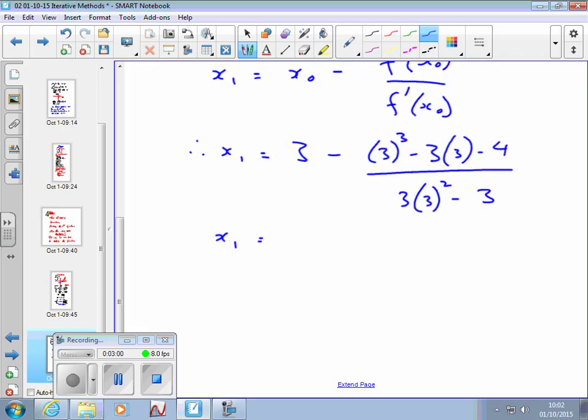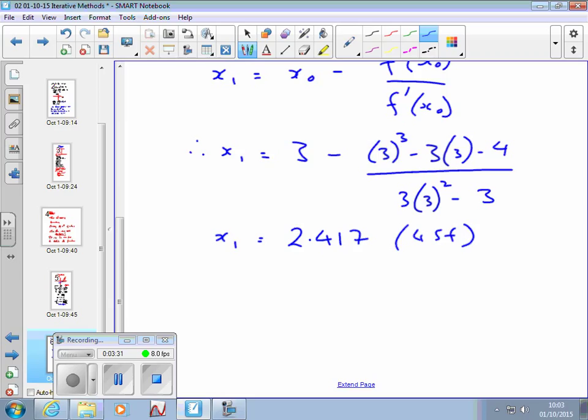Just tell me when you've got it. Agreement? 2.416, presumably rounded to 4 significant figures. Okay, 2.417 to 4 significant figures. So let's go for 4 significant figures. Is that what we had last time? Was it 3 or 4 last time? 3, wasn't it?